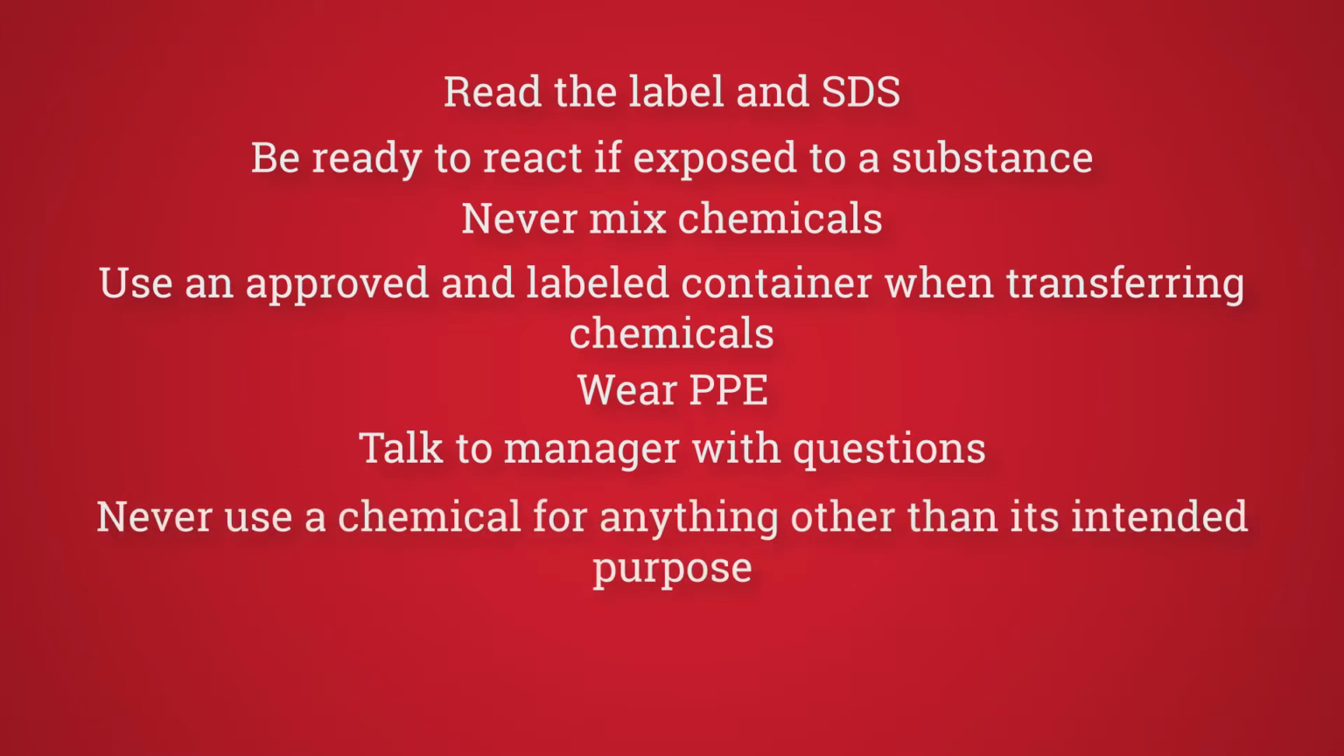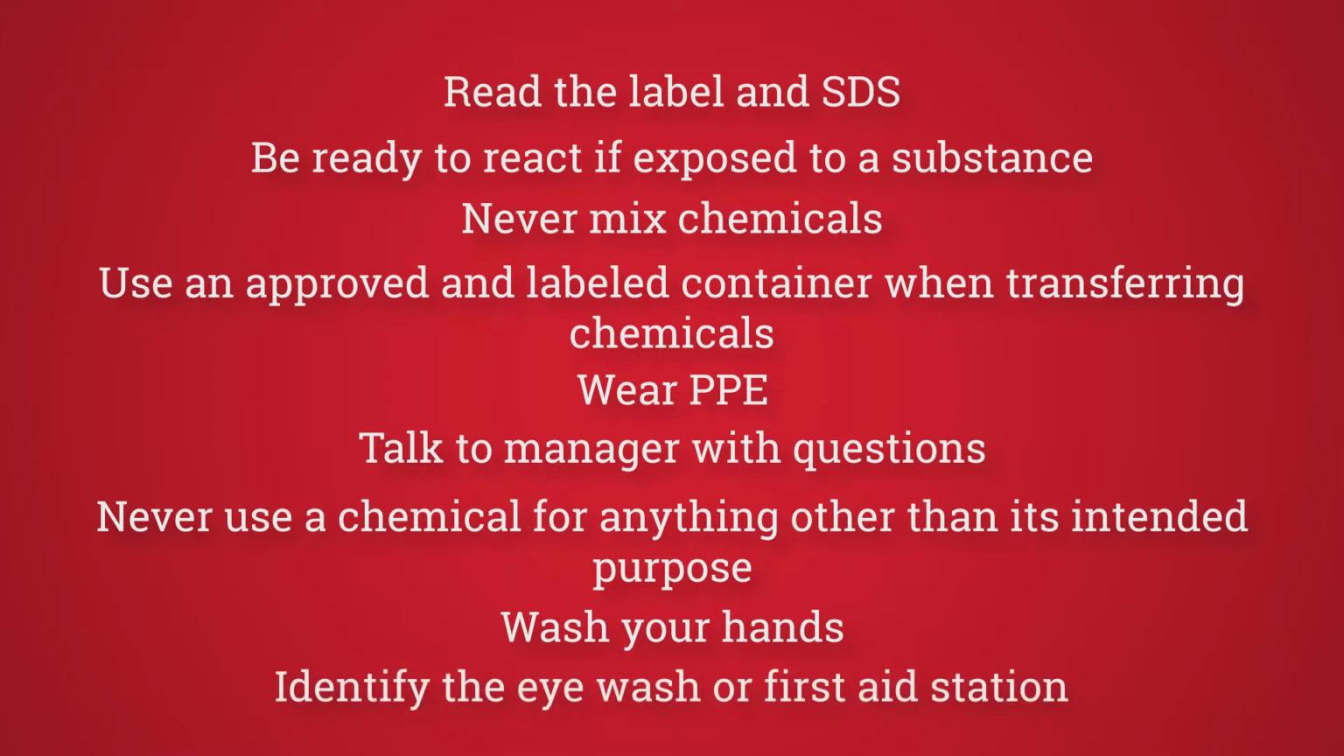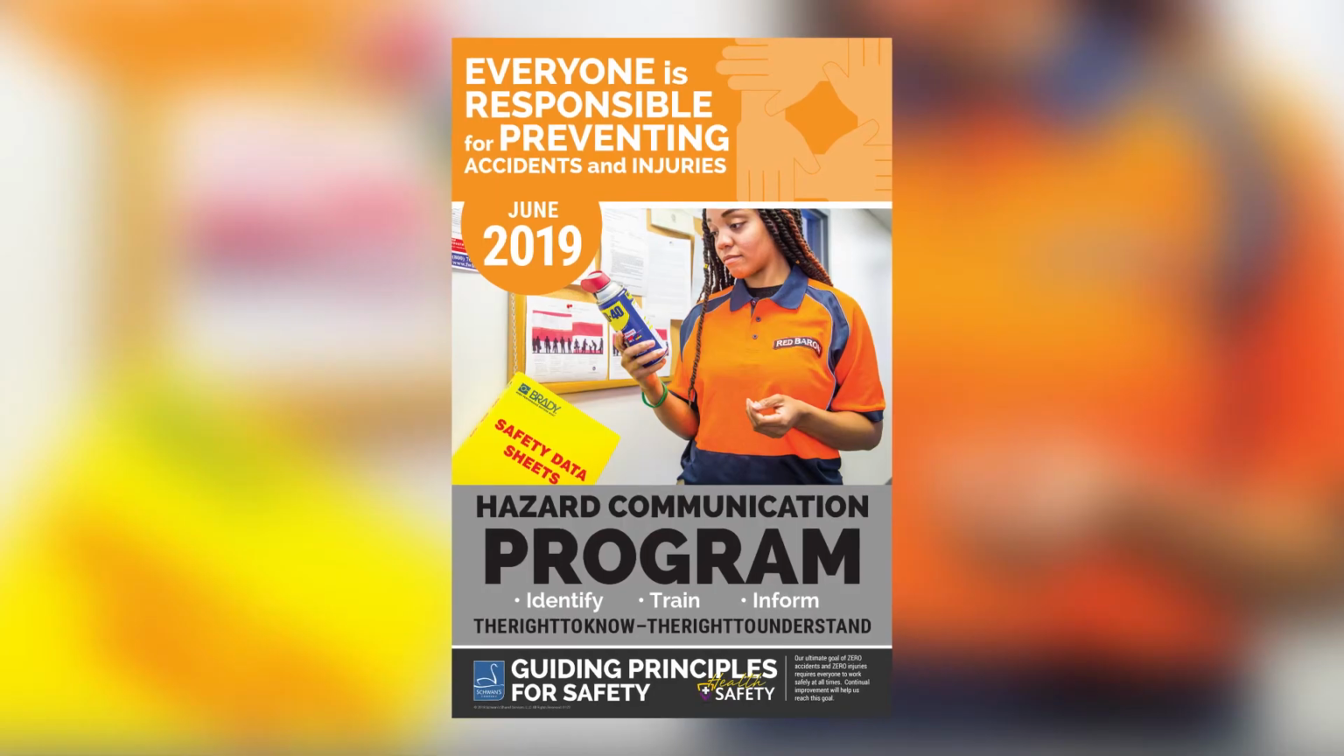Never use a chemical for anything other than its intended purpose. Wash your hands after handling any chemical. Identify the eye wash or first aid station in case of an emergency. On top of these tips for safe handling of chemicals, make sure chemicals are stored properly. Store chemicals only in approved and properly labeled containers. Keep flammable products in the flammable cabinet, and be sure to put chemicals away after using them.